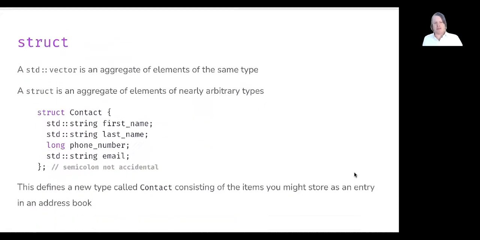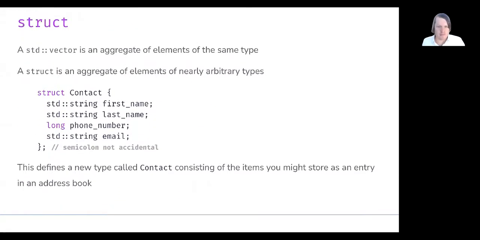Struct. So we introduced vectors in the last lesson. A vector is going to be a collection of aggregate elements. It's a container that stores elements of the same type. A struct is going to be an aggregate of elements of nearly arbitrary types.